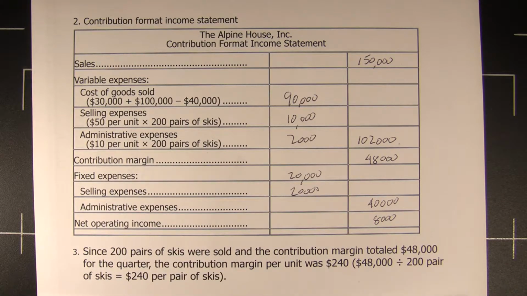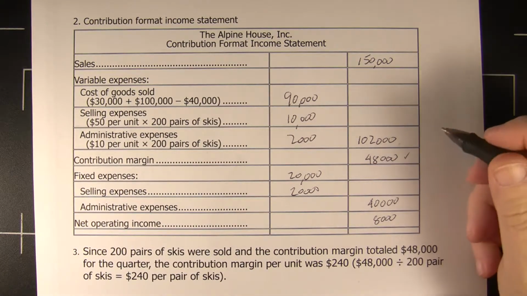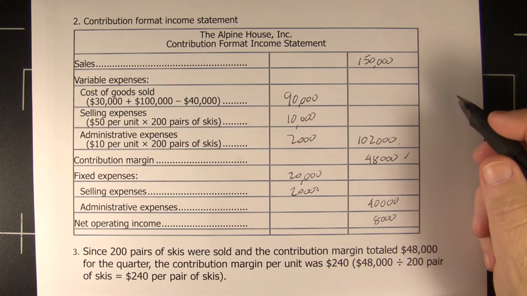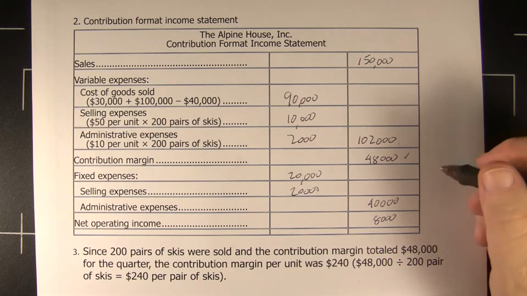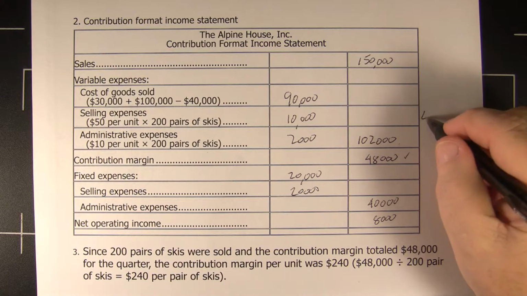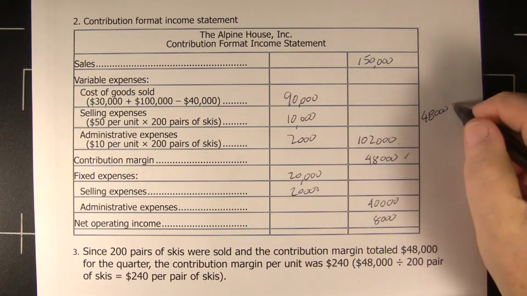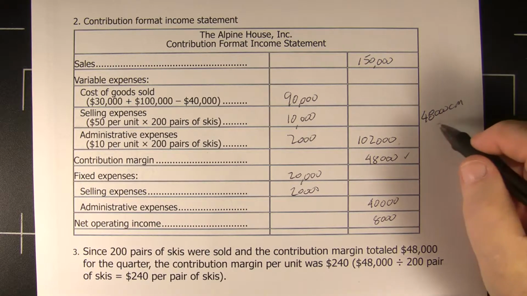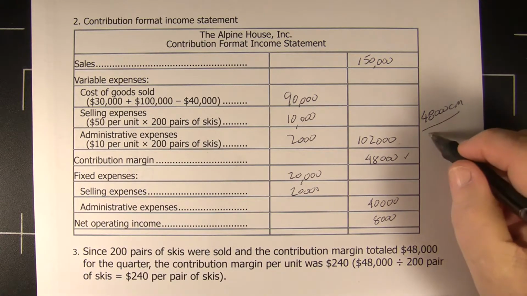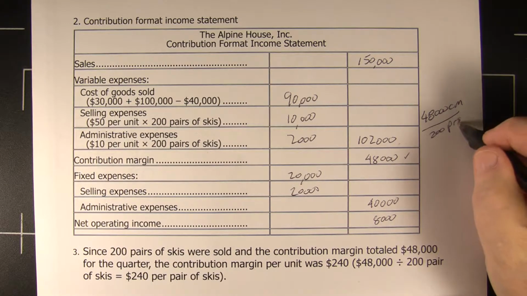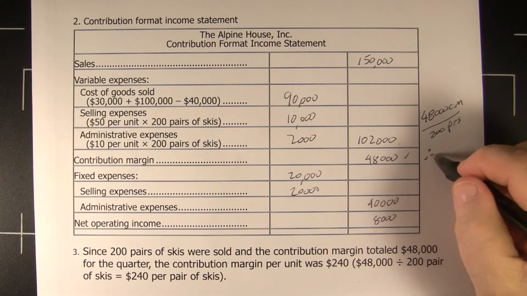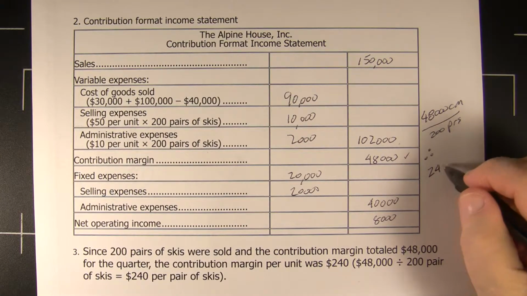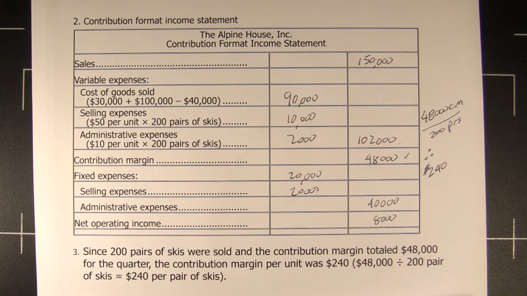And the last thing it asks us is that since we sold 200 pairs of skis and the contribution margin was $48,000, what was the contribution margin per unit? So for that, we'll take the $48,000, the total contribution margin. We had to sell 200 pairs of skis to get that. Therefore, the contribution margin per pair is $240.